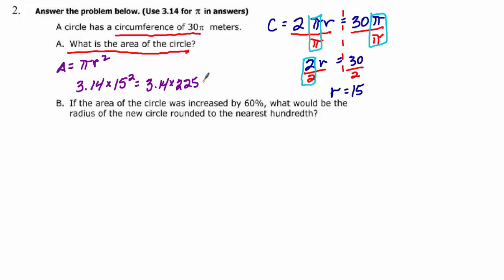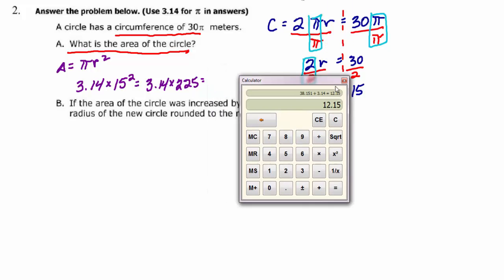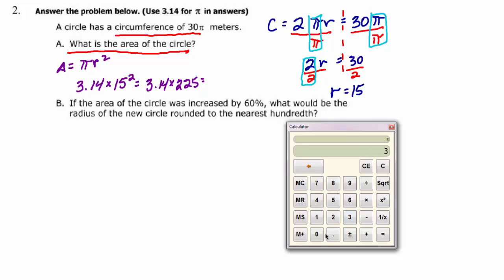I could have gotten the calculator out, but I know what 15 squared is. Now I'm going to get the calculator out because I don't know what that times 3.14 is. And we have 3.14 times 225 is equal to 706.5 meters squared. That is the area of a circle whose circumference is 30 pi. So that's part one.